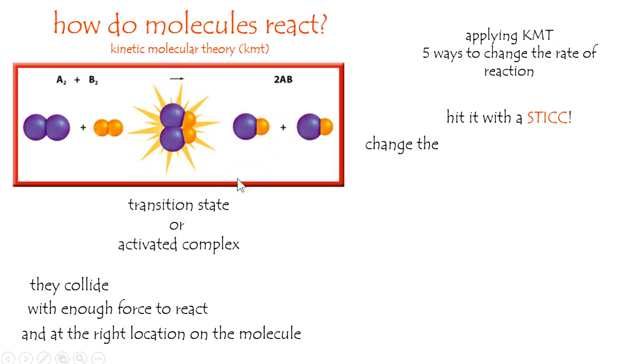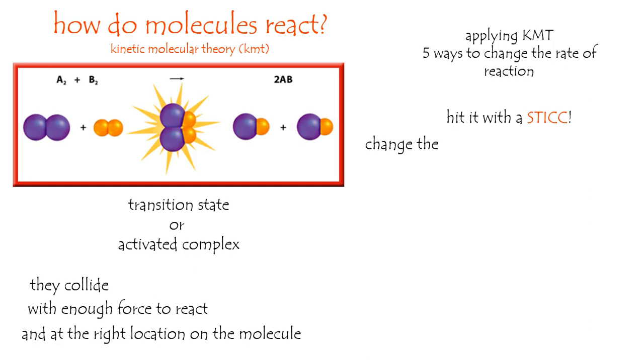That halfway in between state is known as the transition state or the activated complex, and it rapidly moves from there, breaking apart, in this case, right along there, to form your two products. Let's apply this by coming up with 5 ways to change the rate of a reaction.